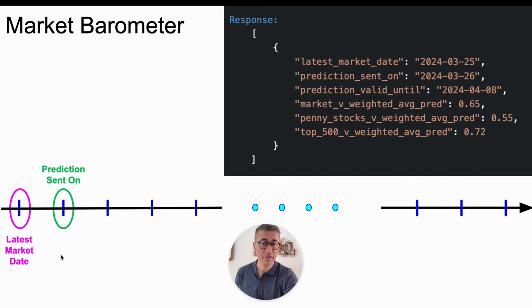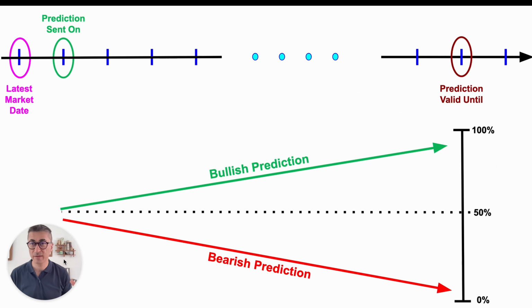And this given prediction is going to be valid until the given prediction valid until date, which is going to be further away in the timeline. In the current version of the API predictions, this prediction is provided for the upcoming 10 business days. From this day up until this day, are the algorithms expecting a bullish trend in the markets, in given markets, or a bearish trend? That is what we are trying to show.